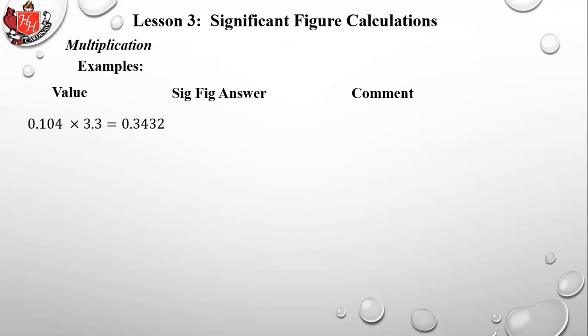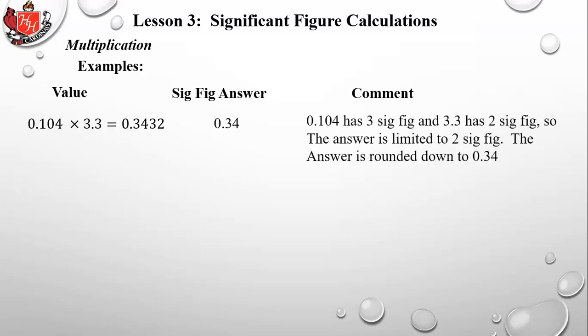Okay, how about this one? What you see there is the calculator answer, 0.3432. What's the significant figure answer? 0.34. 0.104 has 3 sig fig and 3.3 has 2 sig fig, so the answer is limited to 2 sig fig. The answer is rounded down to 0.34.